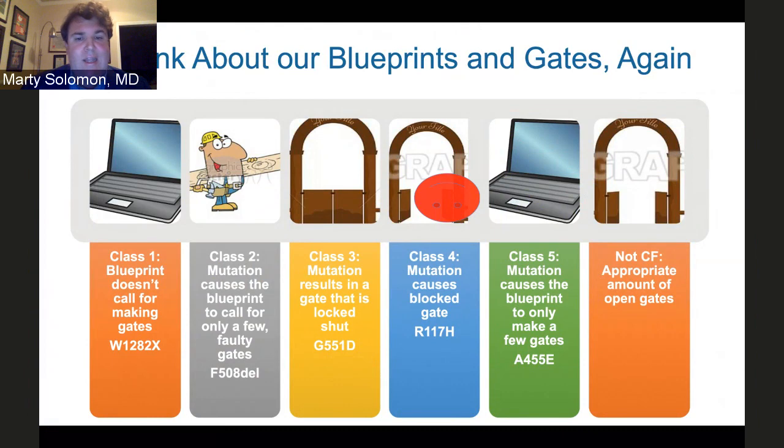And then finally, class 5 mutations cause the blueprint to only make a few gates. In other words, we have a decreased number of those messages or blueprints to operate from, so the builder can't ramp up production of proteins on the assembly line. And in the case of patients that don't have disease, or a variant that does not cause CF, that's the circumstance in which the appropriate amount of open gates are made. So if you'll turn to the next slide, please.